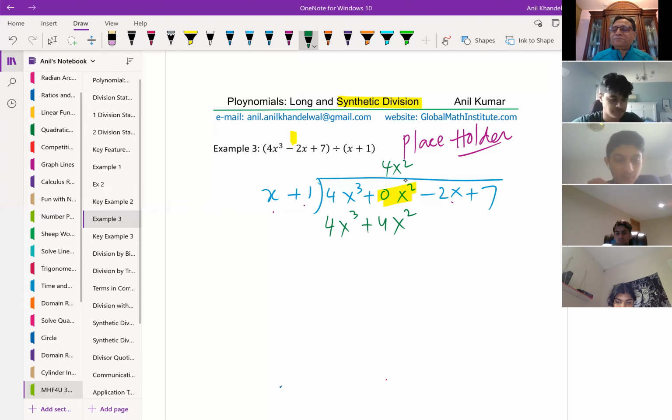Yes. The placeholder doesn't change anything, you can still find the remainder by just plugging in. 0 will not change it, right? Okay. Ankita, do you understand this process? Yes, sir. Okay, so now let's subtract.